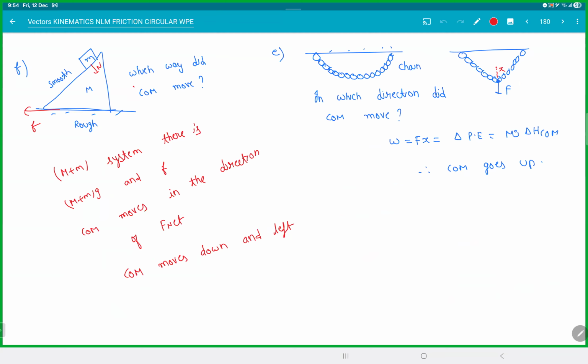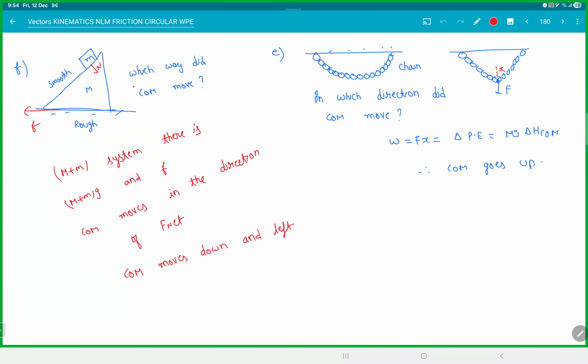Are you getting the logic there? Now you can't tell from the shape, okay? When I'm pulling down, displacement is also down, work done is positive. So the energy must have increased for the system. But the kinetic energy is zero. Then the only way energy can increase is by increasing gravitational potential energy. That means the center of mass of the system must have gone up.